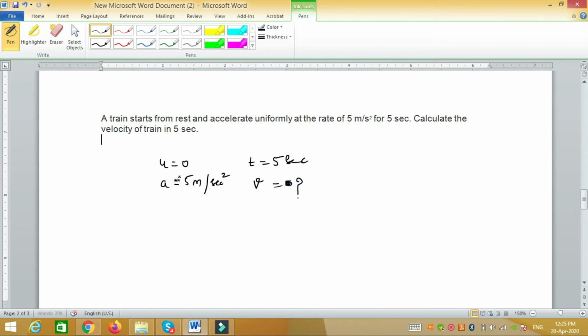So velocity we have to calculate. This is very easy. Acceleration is equal to what? v minus u by t. You simply have to apply this. Acceleration in this case is given to you, that is 5, and v, the final velocity, you have to calculate, and initial velocity is 0, and time is given to you, 5 seconds. So this is very easy. v straight away comes out to be 25 meter per second. Hope you understand this. We'll move towards the next one.